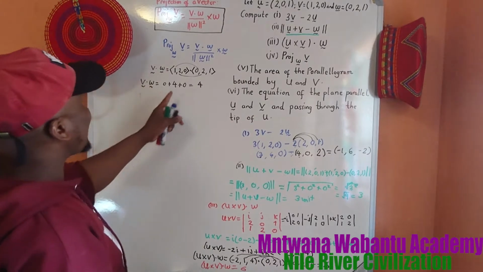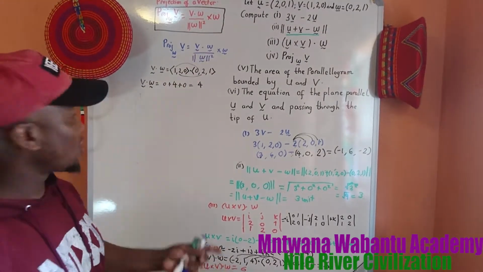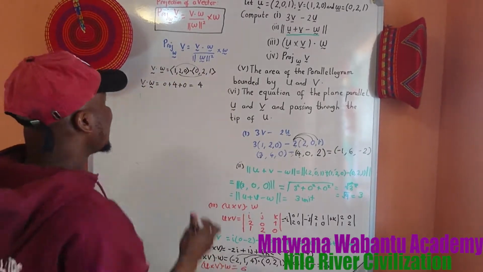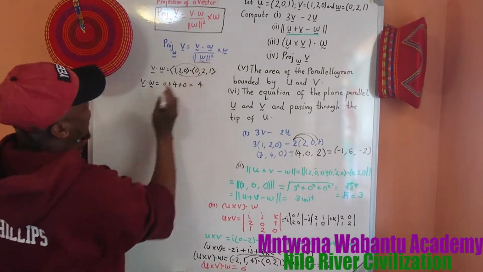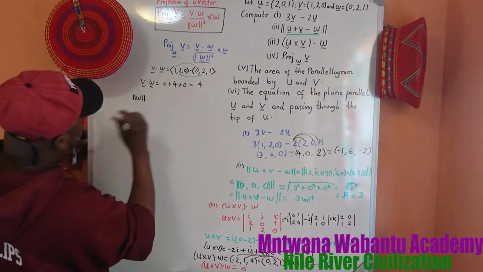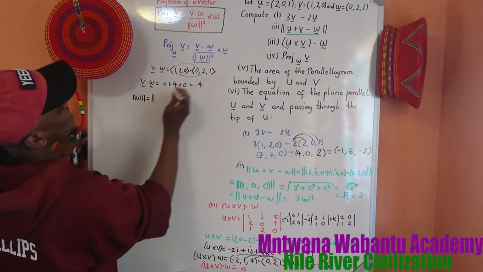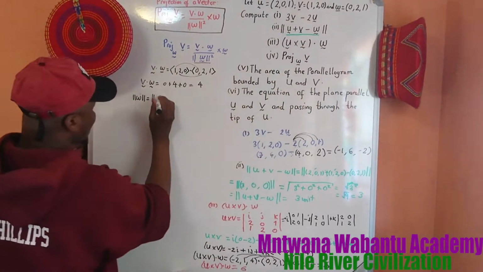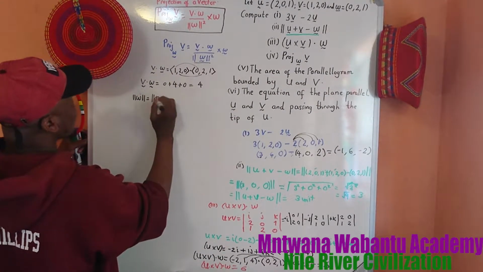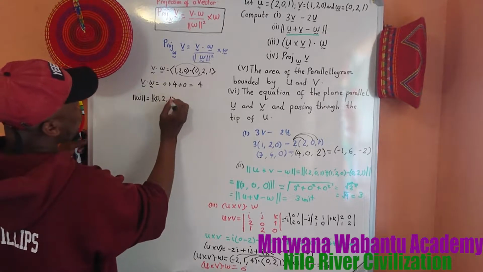So V dot W, the one on top, we got it. Now we need the denominator, the square of the magnitude. So first of all, get the magnitude of W. Our W is 0, 2, 1. So how are we going to get the magnitude?